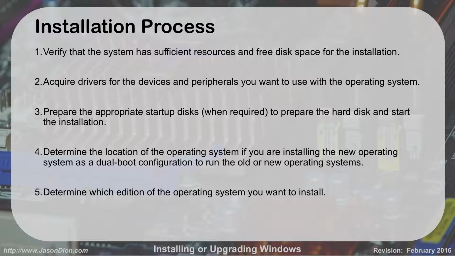And then you're going to determine what edition of the operating system you want to install as well. Are we going to install Windows XP Home, or are we going to install Windows 7 Pro, or Windows 7 Enterprise, or Windows 7 Home, or whatever the version is that we want to install? We have to figure that out because each version has different features to it. Not all Windows are created equal.